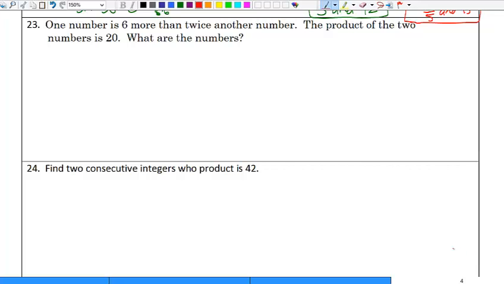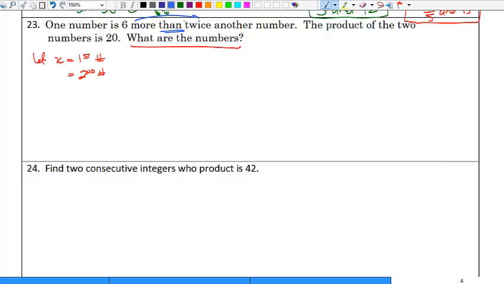So this next problem is very similar to the last, so we're going to proceed about the same. We are looking for the two numbers, so I'm going to let x equal my first number, and then I'm going to reread the problem to figure out what my second number is. I'm looking for the comparative statement. It looks like the first sentence is the comparative statement. One number is 6 more than twice another.